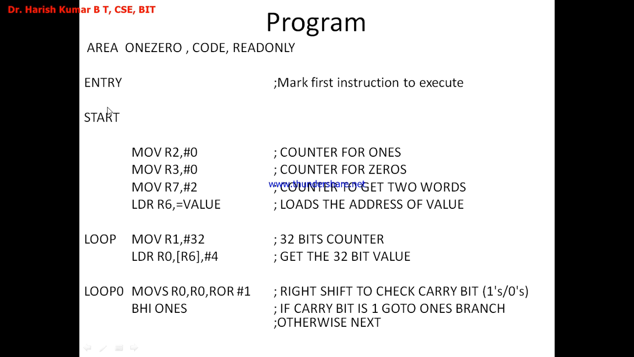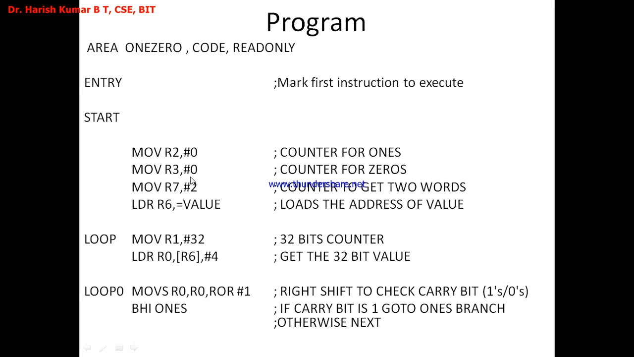Now here we are starting from the start. The area name I've given is 190. R2 is the counter for counting the number of ones, and I'm initializing it to 0. R3 is the counter for counting the number of zeros, and I'm initializing it to 0. R7 is the counter for the two words, because you're not counting the number of zeros and ones from one memory word. Now you're counting the number of zeros and ones from two memory words.